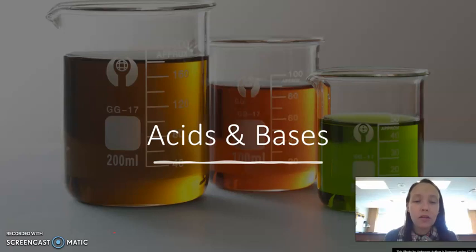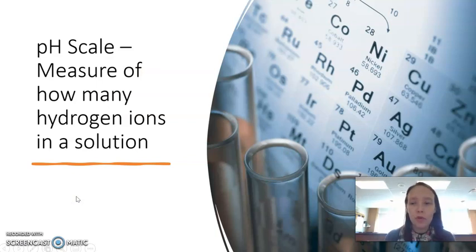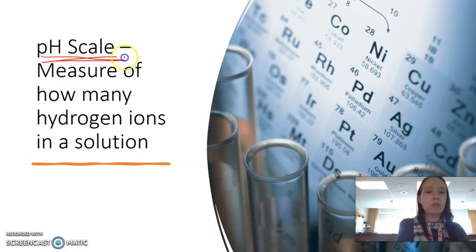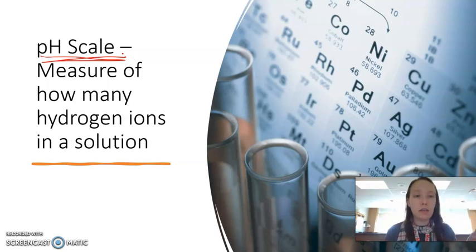This episode, we are going to talk about acids and bases. So, okay, cool, acids and bases. Well, how do I know when something's an acid or when something is a base? The way that I know, the way that I measure that is using the pH scale. And the pH scale is a measure of how many hydrogen ions are present in a solution.